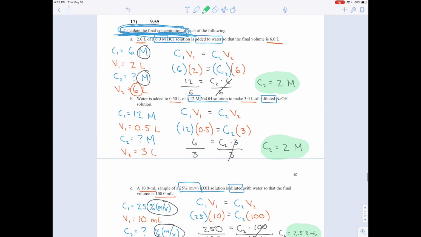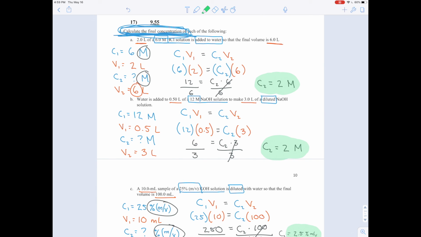So the general procedure for questions or exercises like exercise 17 is to look for keywords added to water or diluted, then write the formula down, then organize the variables on the left, read through the problem, organize those, make sure the units match, and plug them in and solve. And that's how you can find the concentration of a diluted solution.